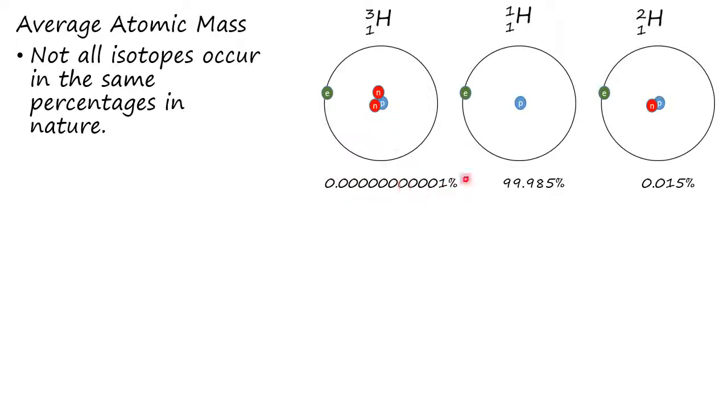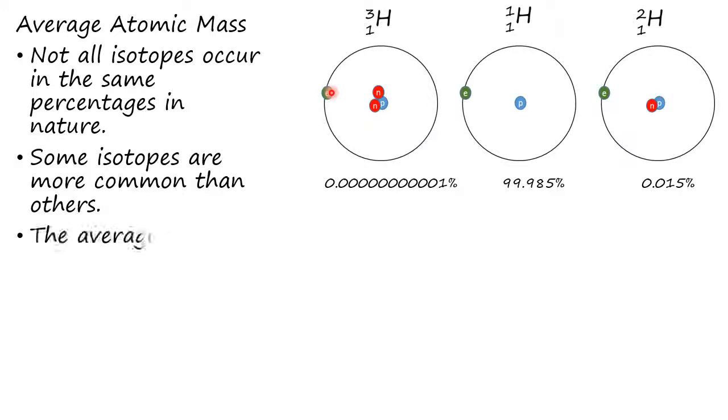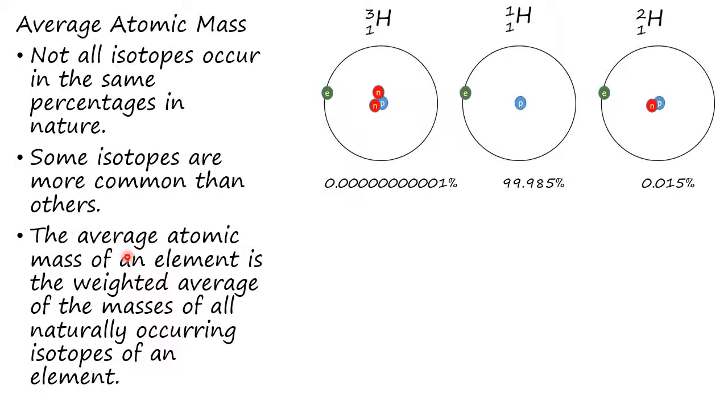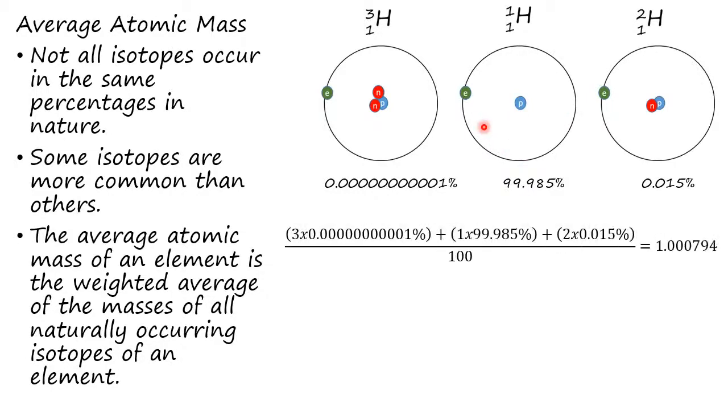So not all isotopes occur in the same percentage in nature. Looking at the percentages below each isotope, you'll see that hydrogen 1 occurs naturally more than either of the other 2 isotopes. And so some isotopes are more common than others, and when we take the average, we have to take that into account. So the average atomic mass of an element is the weighted average of all the masses of the naturally occurring isotopes of that element. Since 99.985% of all atoms of hydrogen are hydrogen 1, when we take the average, we have to take that into account.